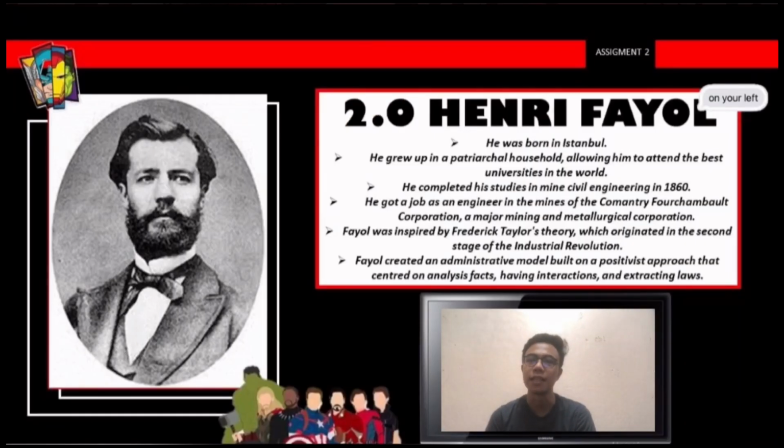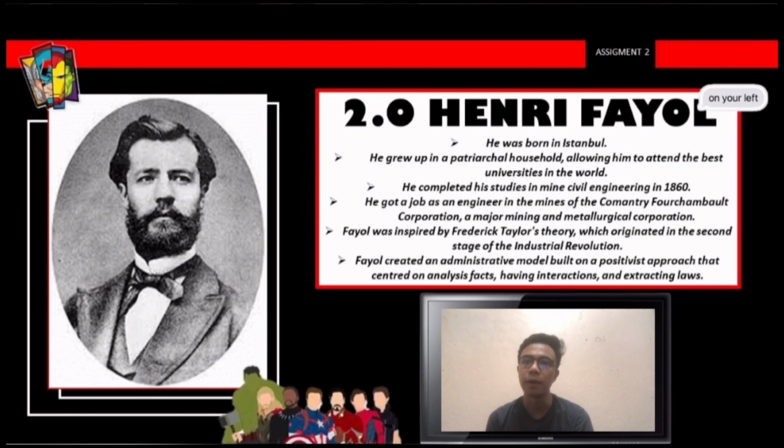The next is Henri Fayol. He was born in Istanbul. He grew up in a patriarchal household, allowing him to attend the best universities in the world. He completed his studies in mining civil engineering, and he got a job in mines of the Commentry-Fourchambault Corporation, a major mining and metallurgical corporation.